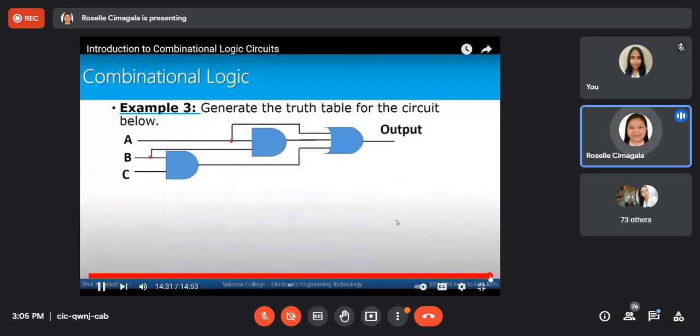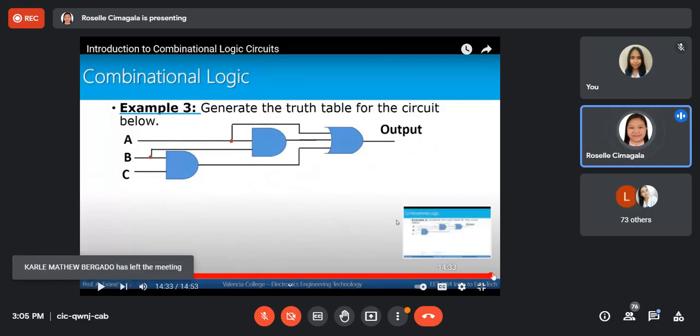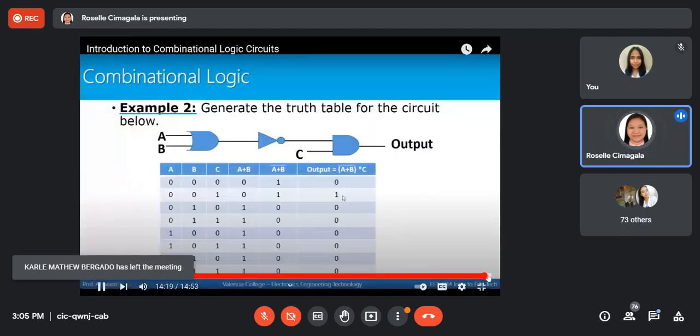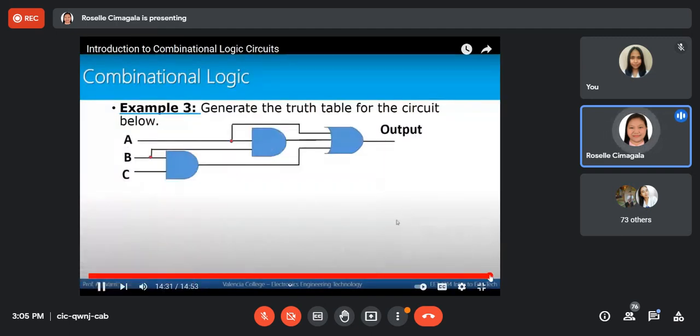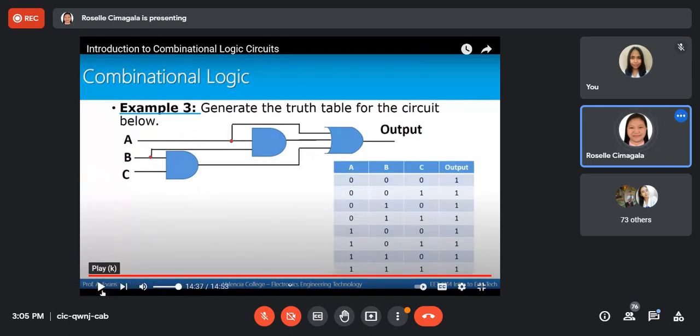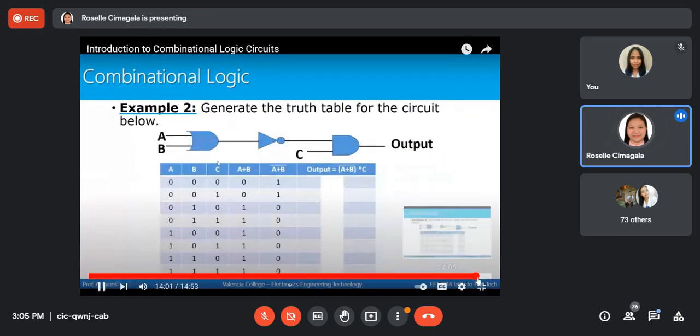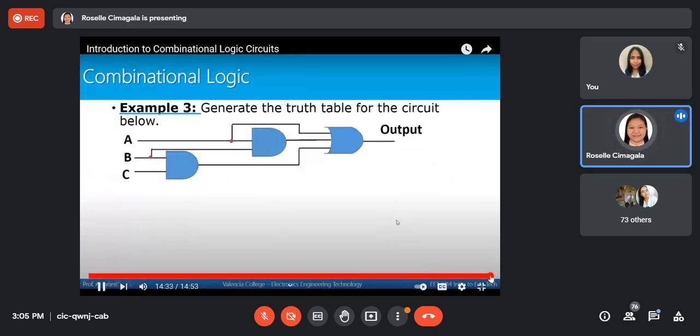Here's a third example for you to try on your own. The only time that A is 0, as well as this A is 0, and any other combination gives me an example for you to try on your own. Okay, is the output correct?